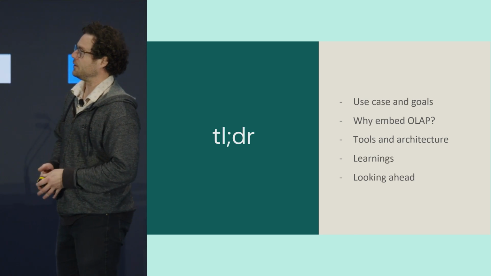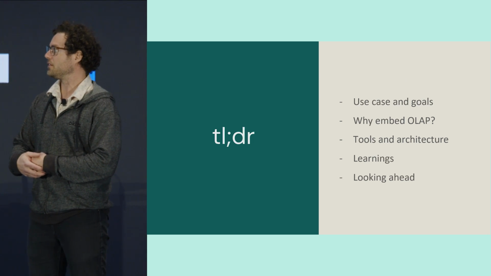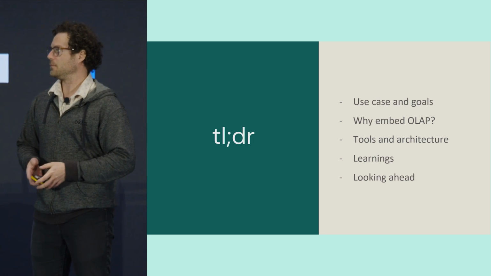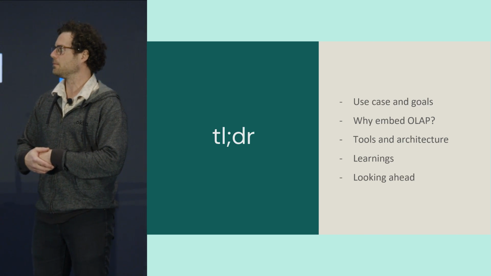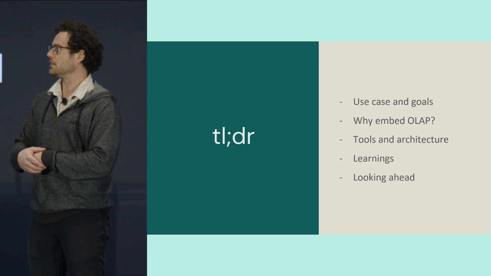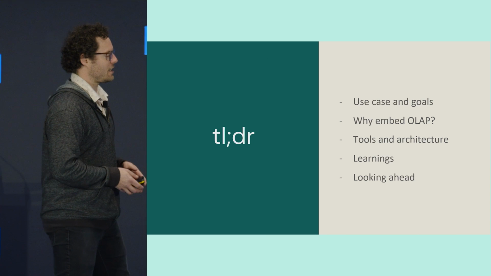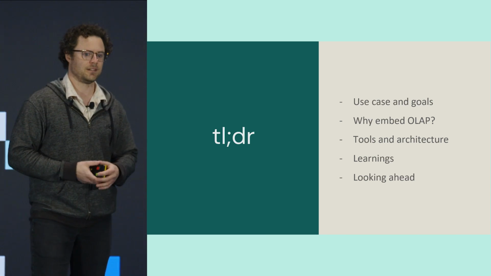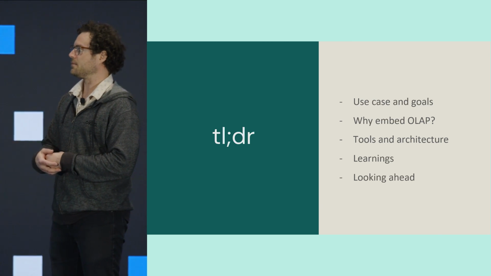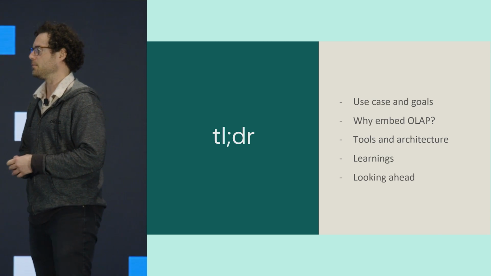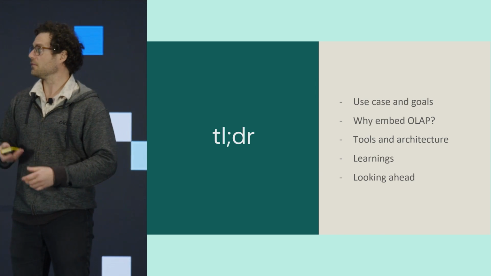So, high-level overview of what we'll be discussing: the very high-level use case and some of our goals, why we chose to go the embedded OLAP route after seeing some of the problems with the particular use case of DCO and doing a lot of data processing there. I'll talk about the tools and the architecture that we kind of landed on as we're evolving and making things better. I'll discuss some learnings and observations from these systems, and I'll briefly talk about, from where we are right now, what we're excited about looking forward.